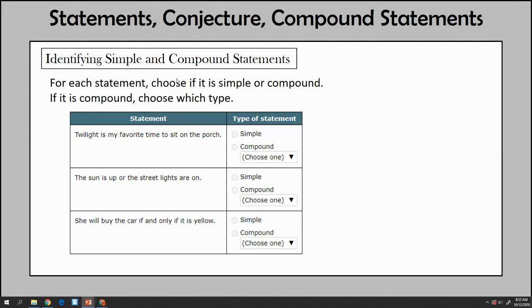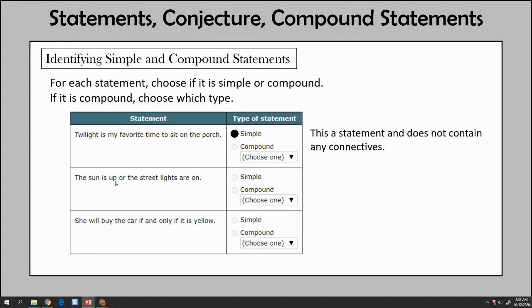For each statement, choose if it's a simple or a compound statement. And if it's compound, choose which type. So, twilight is my favorite time to sit on the porch. Is that a statement? Yeah, that's a yes or no thing, right? Is there any connectors in it? Do you see an and, an or, an if-then, or an if and only if? No. So this is just a simple statement. It doesn't have any connectives to it. There's not two different statements there.